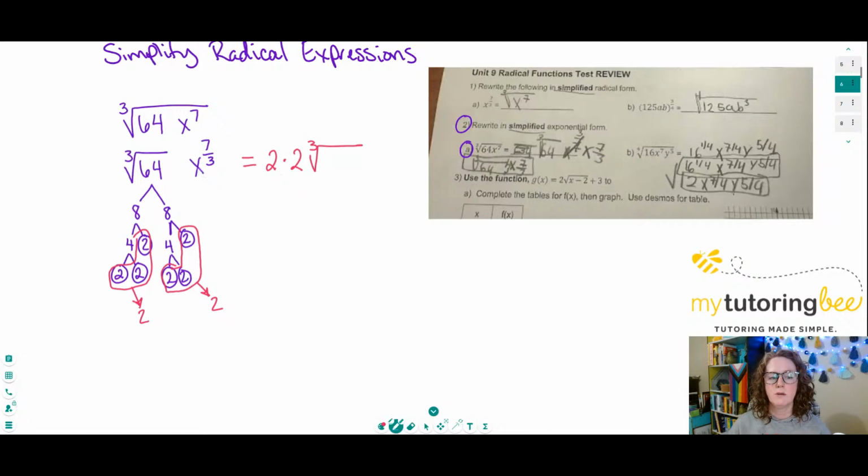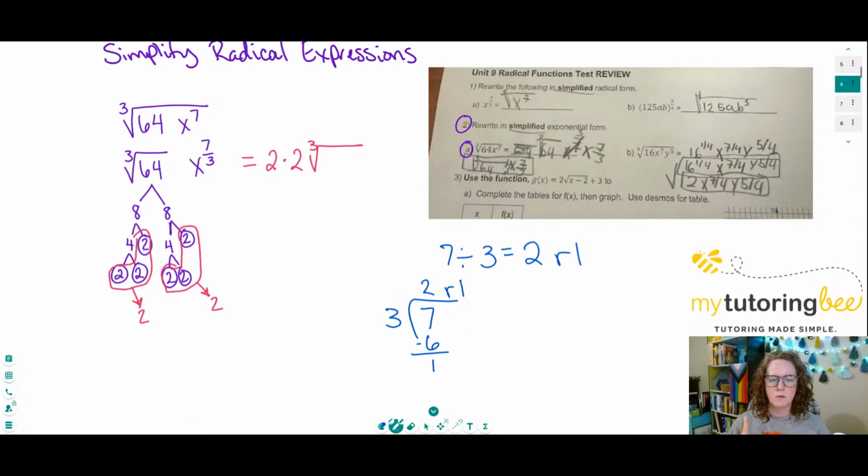Now let's talk about 7 over 3, that exponent of 7 over 3. We can simplify that a little bit more as well. So one way that we can think about this is how many times can 7 be divided by 3? Well, 3 can go into 7 twice, right? 3 times 2 is 6. But then we've got 1 left over. If this is easier to think about with those remainders, then that's fine. So it goes in twice. That's 6. And then that's our remainder of 1.